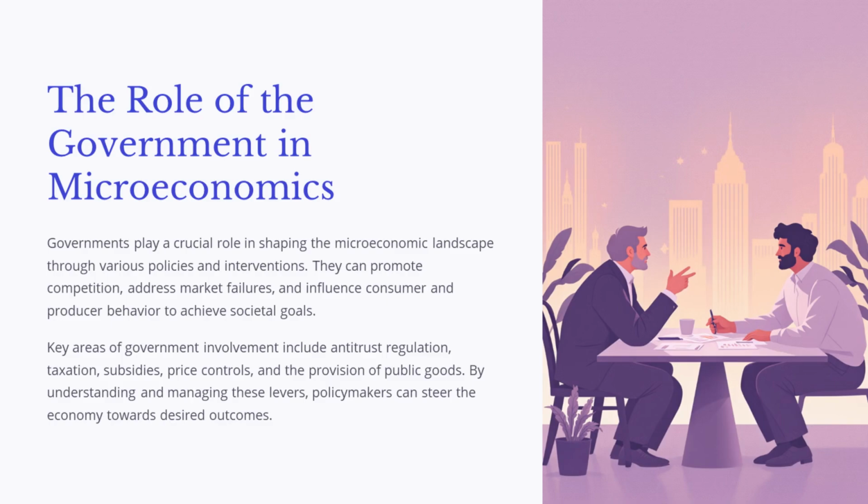The government plays a vital role in shaping the microeconomic landscape through various policies and interventions. Governments can promote competition, address market failures, and influence consumer and producer behavior to achieve societal goals. Key areas of government involvement include antitrust regulation, taxation, subsidies, price controls, and the provision of public goods. By understanding and managing these policy levers, policymakers can steer the economy towards desired outcomes.